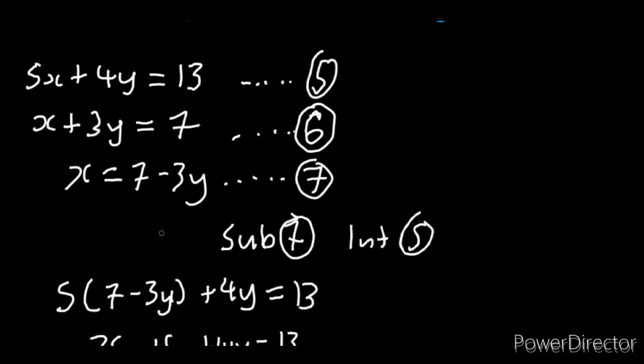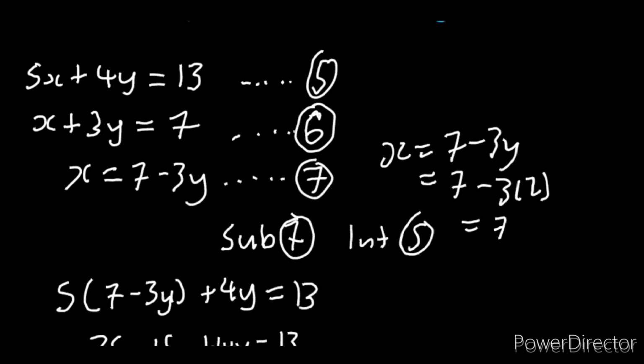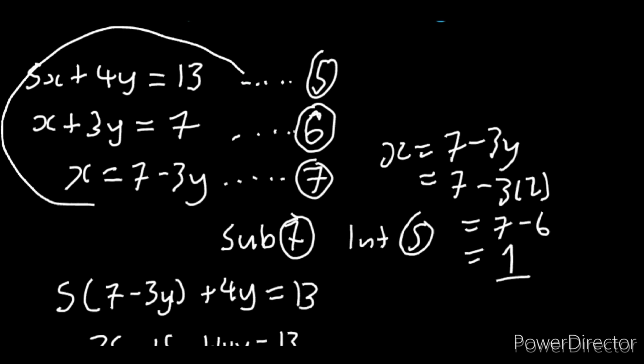The easiest equation to substitute is the equation where x is already the subject. It's the third equation that I've created out of these two. So I'm going to say x equals 7 minus 3y. And notice my y was 2, so I'm going to have 7 minus 3 times 2, and then this is going to be 7 minus 6. So I found x, right? x is 1.